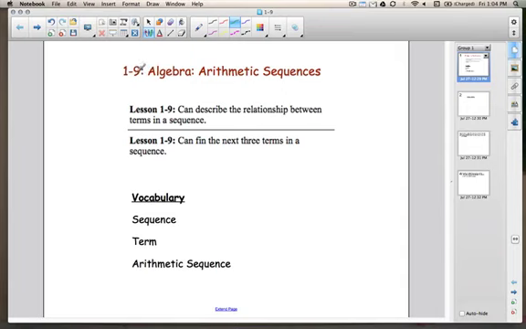Today's lesson 1-9, Algebra, Arithmetic Sequences. By the end of this lesson, you're going to be able to describe the relationships between the terms of a sequence, and you're going to be able to find the next three terms in a sequence. We have three vocabulary words for today: sequence, term, and arithmetic sequence.